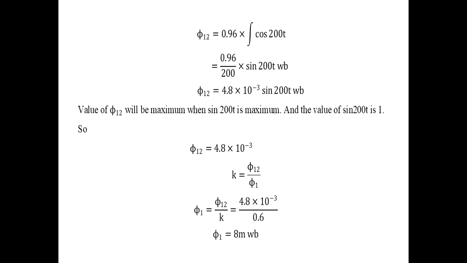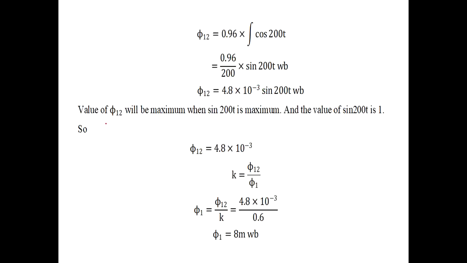Here φ12 can be calculated as 0.96 into the integration of cos 200t. Integration of cos is sin. Here the integration of cos 200t we can write as sin 200t divided by 200. We got the answer φ12 is equal to 4.8 into 10 to the power minus 3 sin 200t. The flux unit is Weber.